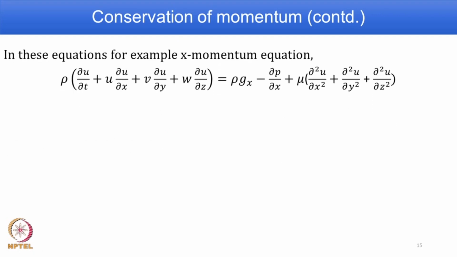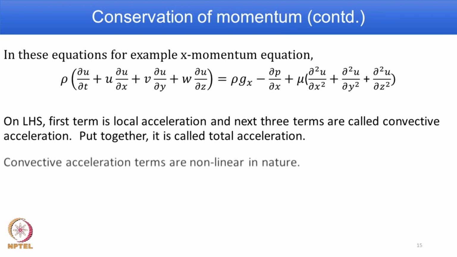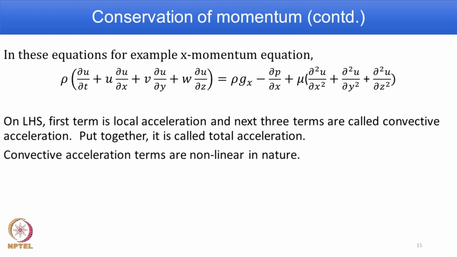So, that is what is explained. The left hand side first term is the local acceleration, that is this term, and the remaining three terms are called convective acceleration. Put together, it is called total acceleration.